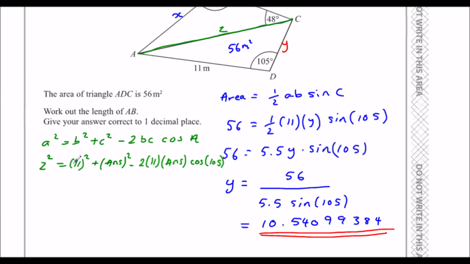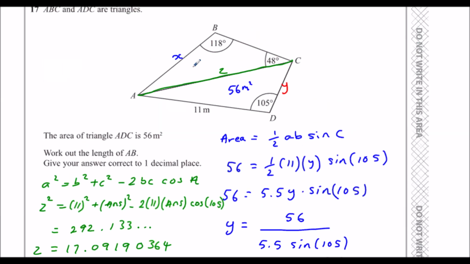So that gives me z squared of 292.133 and so on. I'm going to square root that answer, which gives me z of 17.09190364. I'm going to keep that in the calculator as well. And now we can move on to working out x.